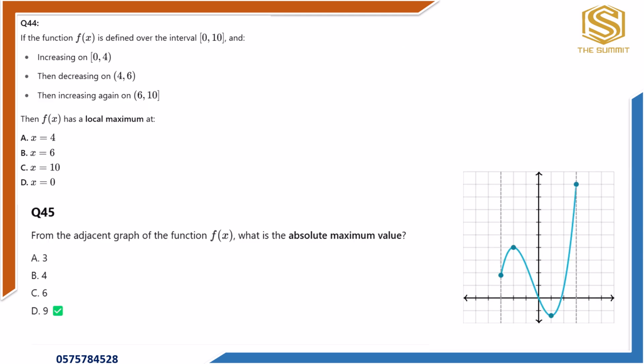If the function of x is defined over the interval from 0 to 10, and it's increasing from 0 to 4, and then decreasing from 4 to 6, then increasing again on 6 to 10, then the function of x has a local maximum. Local maximum means that you are changing from increasing to decreasing. So where your function is changing from increasing to decreasing is at 4.